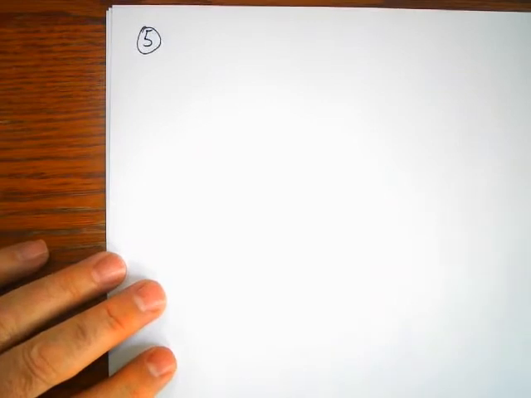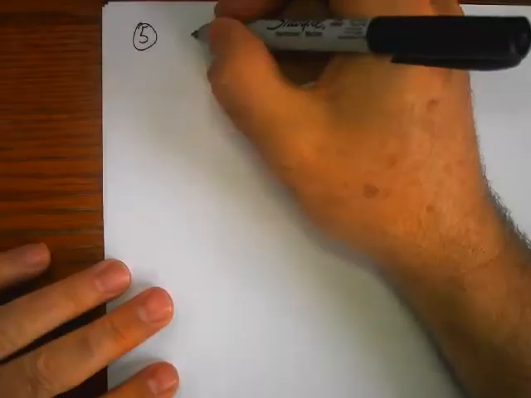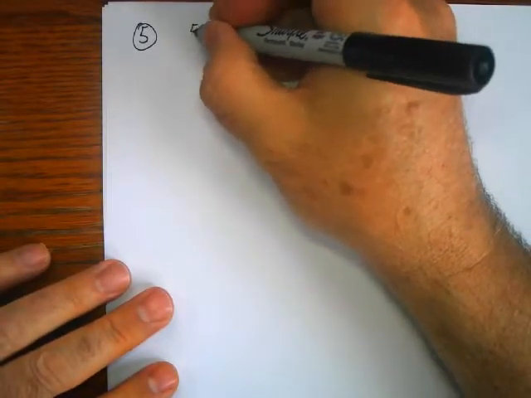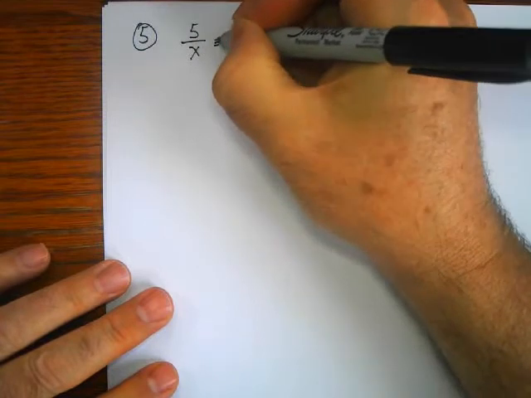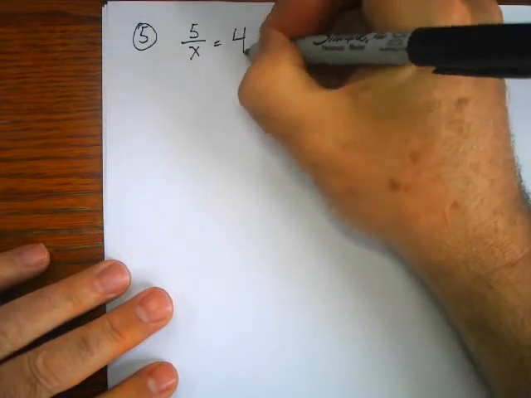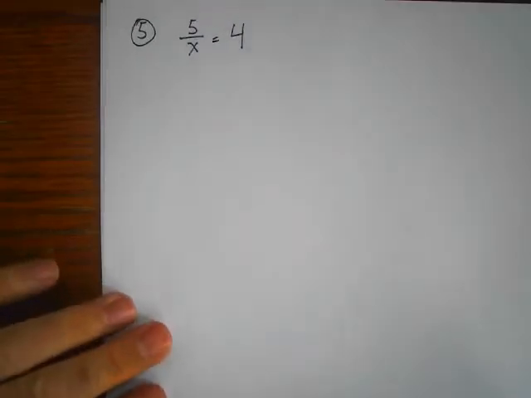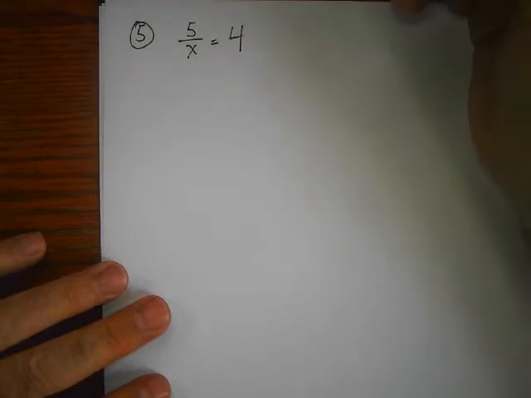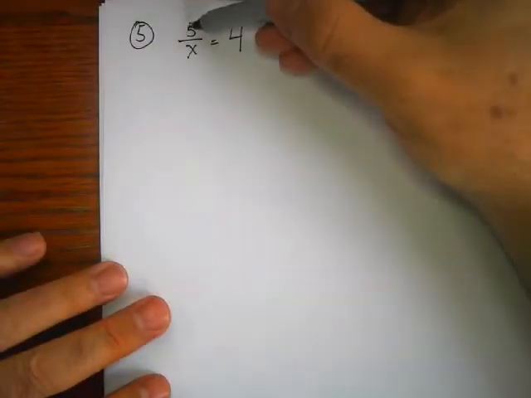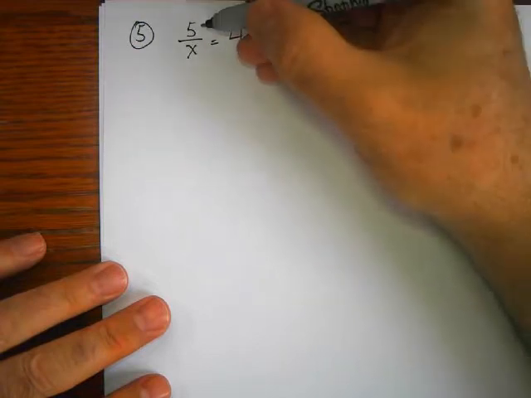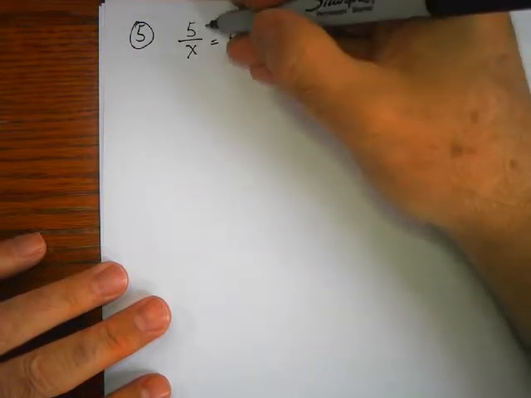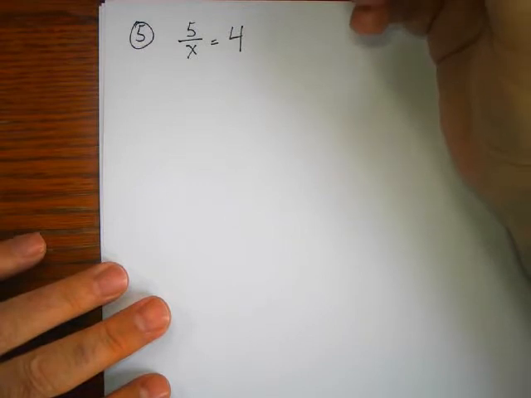Okay, so 4 examples done. Let's go to the fifth one. Now this one's a little tricky. It looks simple, but it's harder than it looks. A lot of times when I give this question to a student, they'll just say, oh, we just multiply both sides by 5. Well, if I multiply this by 5, I'm not going to get rid of the 5. I'm going to get 25 over x. So that's going to make it worse.